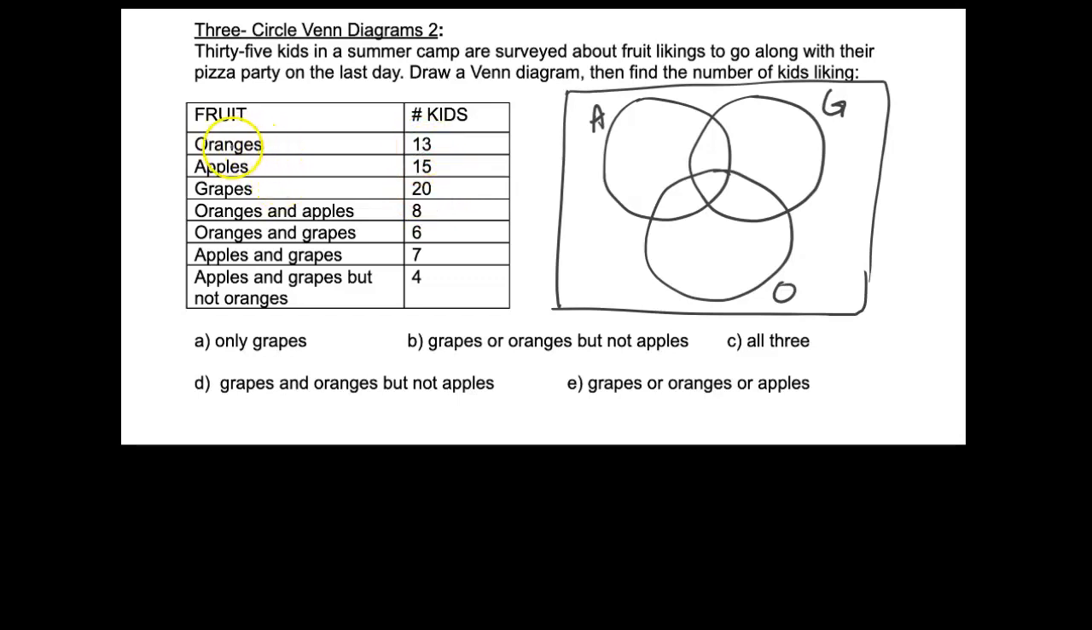For instance, like oranges, there's 13 kids who like oranges. I don't know where to put that yet because the orange circle contains several different regions. And so I don't know how that 13 is going to be broken up.